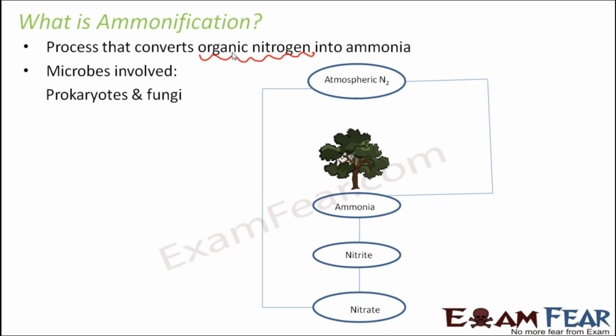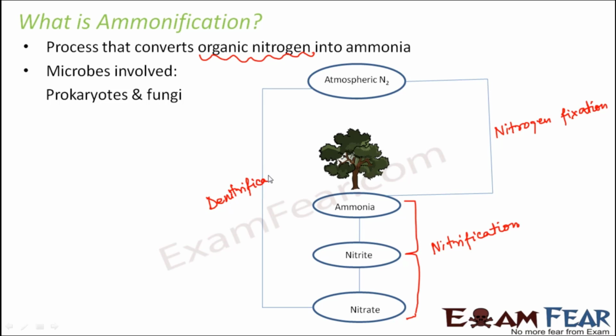So let us look at this diagram for a better understanding of all the four processes together. This was atmospheric nitrogen. This got converted into ammonia by a process called nitrogen fixation. Now this ammonia in turn got converted to nitrites and then to nitrates by a process called nitrification. Now this nitrite can further be converted back into atmospheric nitrogen, and this process is called denitrification.